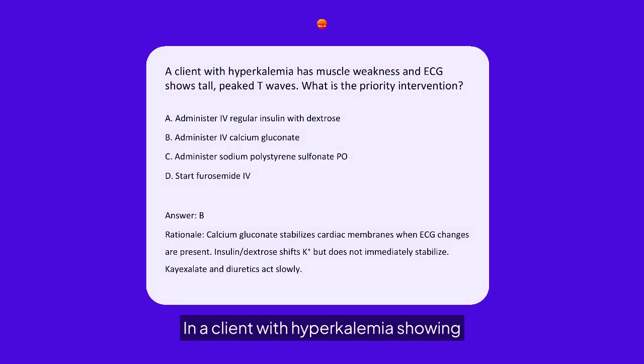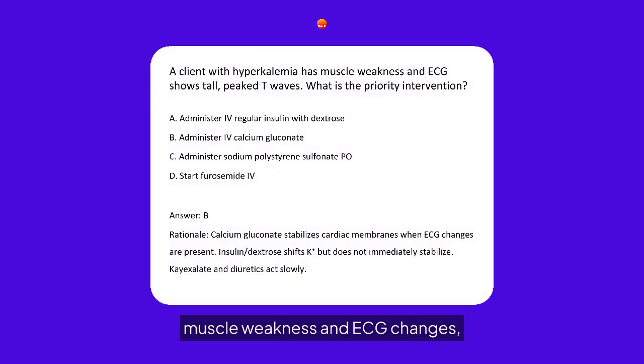In a client with hyperkalemia showing muscle weakness and ECG changes, the priority intervention is administering IV calcium gluconate. This stabilizes cardiac membranes when ECG changes are present. Other treatments like insulin and dextrose shift potassium, but do not provide immediate stabilization.